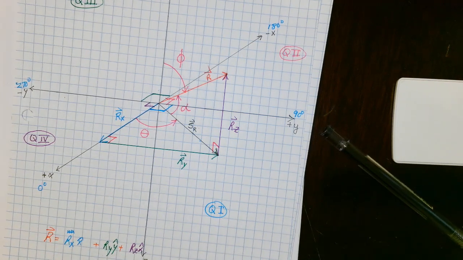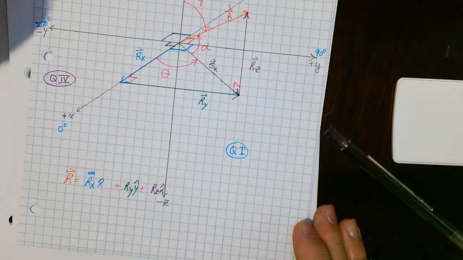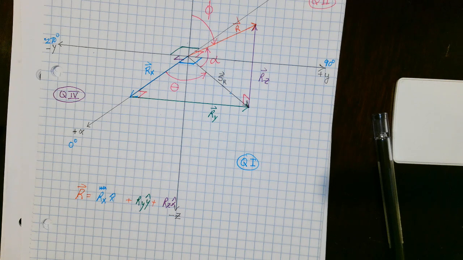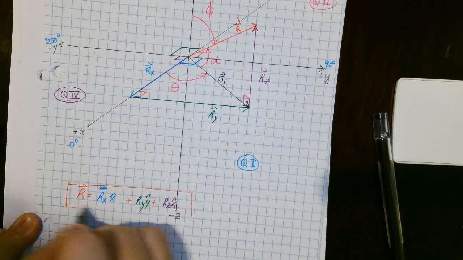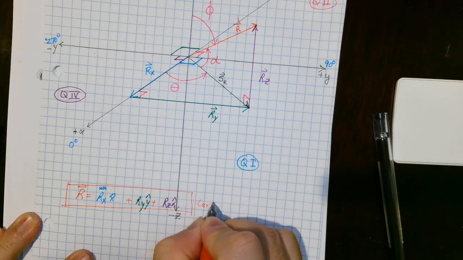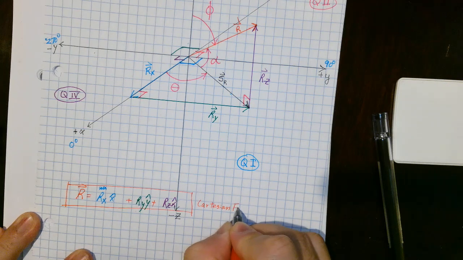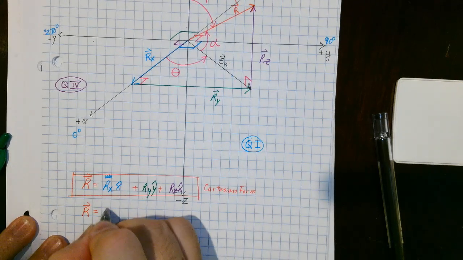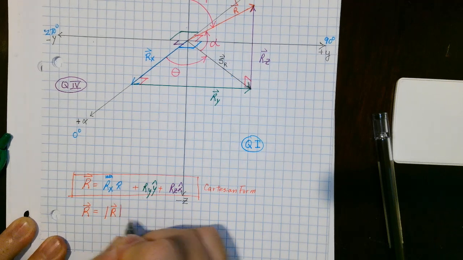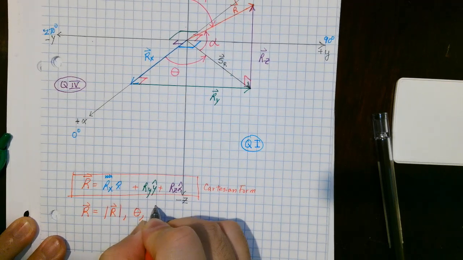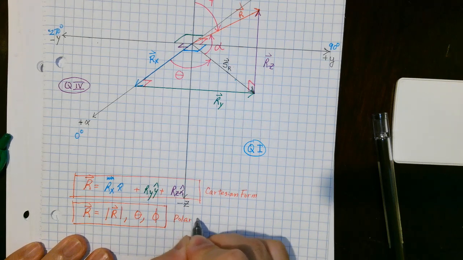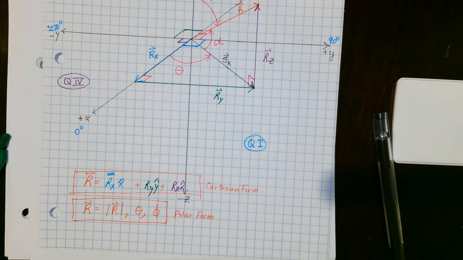All right. So I can represent my r vector now in polar form. So this is obviously Cartesian form. Right? This is the Cartesian form. The polar form for my r vector can be written as the magnitude of my r, comma, theta, comma, phi. This is the polar. Okay?